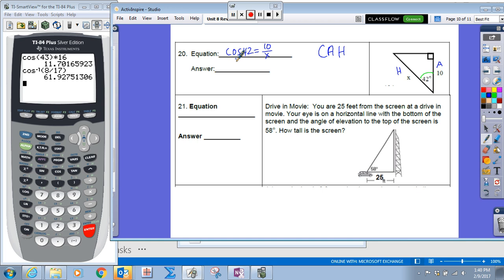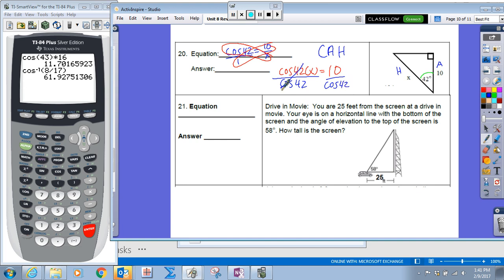Now this gets a little trickier because the x is in the bottom of our equation, but it's not a problem. So we would still cross multiply. So we would have the cosine of 42 times x, and equals 10 times 1, 10. And then all you have to do is get rid of the cosine 42, so x will be by itself, so divide by the cosine of 42.